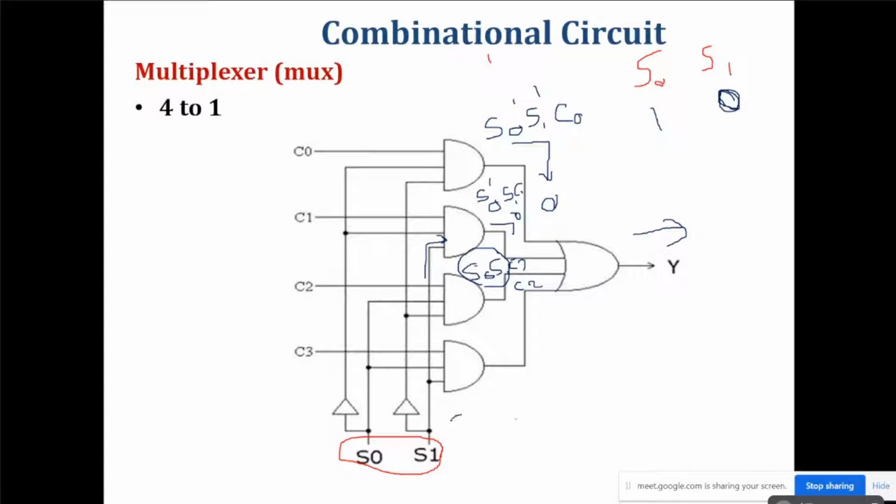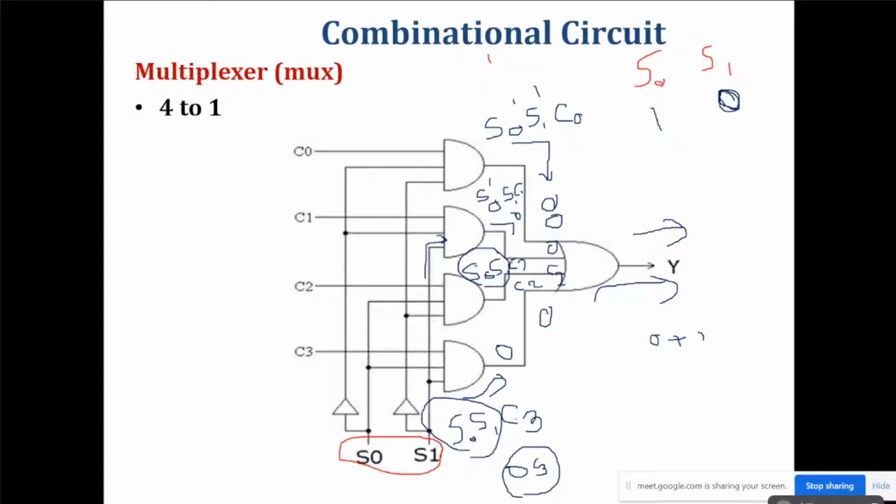The input is S0 S1 C3. So for this S0 S1 is 0 combination, so C3 ending with C3. So here it is 0. So the inputs of the OR gate are 0, 0, C2 and 0. So the output will be 0 plus 0 plus C2 plus 0, and the output will be C2.